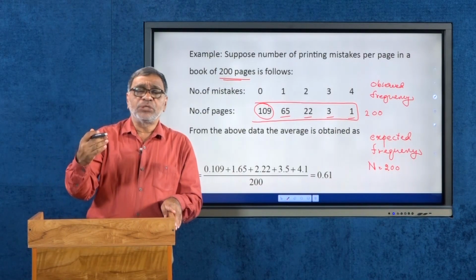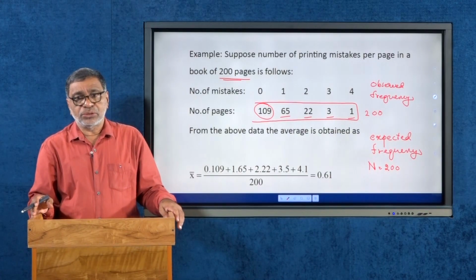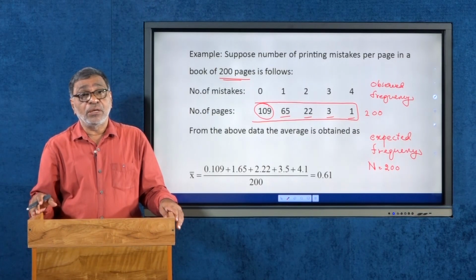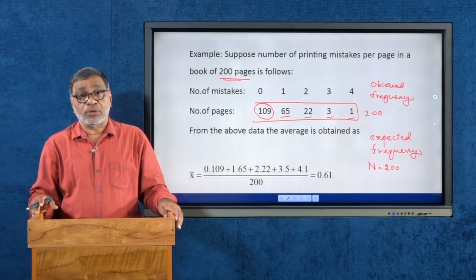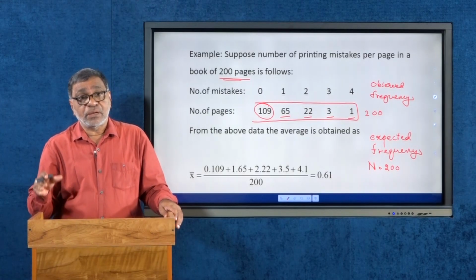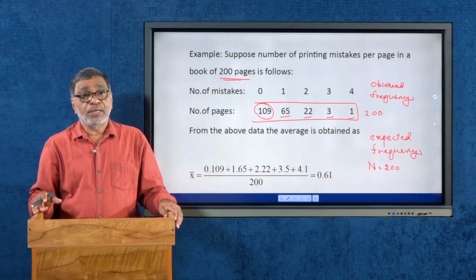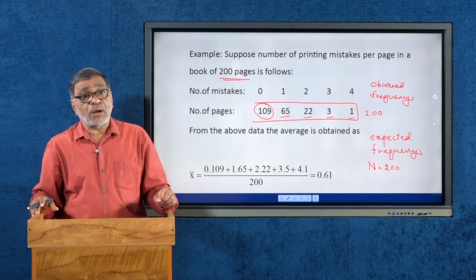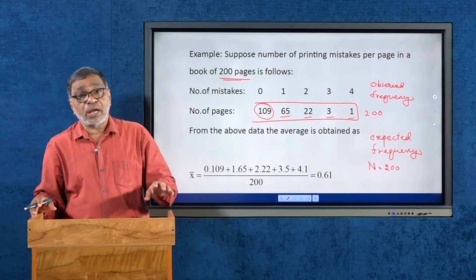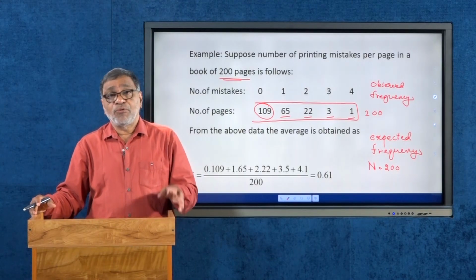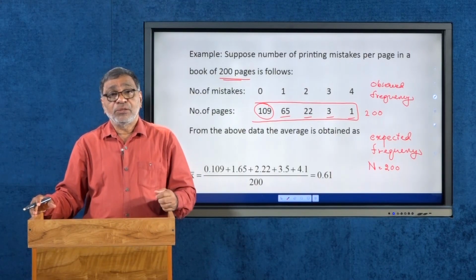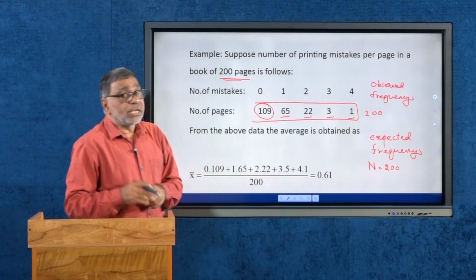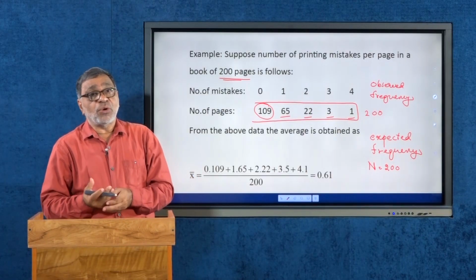What are the quantities we require to find the expected frequencies? First of all, if we want to apply the Poisson model, we have to find the parameter of the model. What is the parameter here? The parameter of the Poisson distribution is lambda. How is lambda obtained? Lambda is not given directly, but we know that lambda is the average value, or mean, of the distribution. So on the basis of the given data, you find the average value.